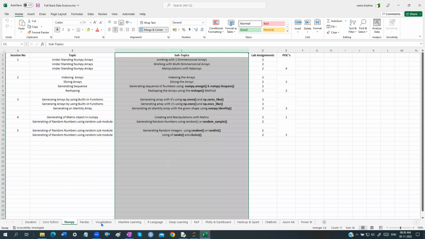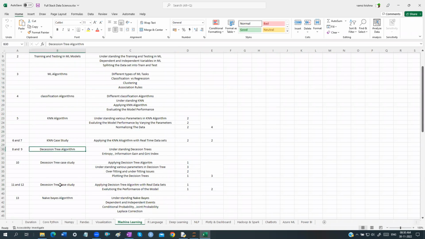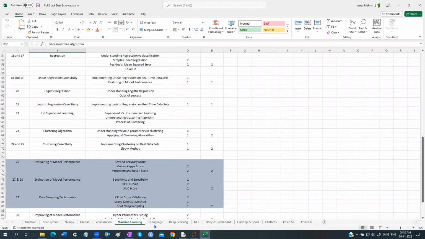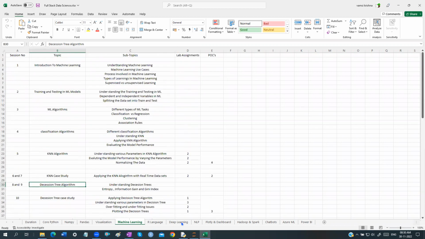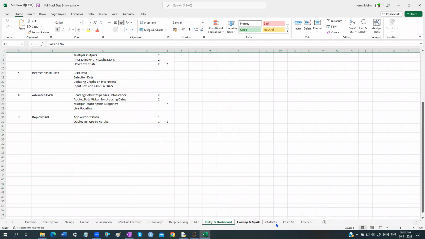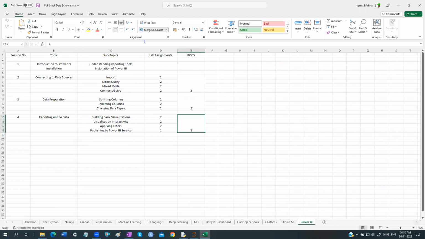So you can see there are day-to-day schedules for NumPy, pandas, visualization, machine learning. In machine learning, we learn the different types of algorithms, such as the decision tree algorithm. It also shows how many examples we do in class, how many lab assignments and how many POCs you have to do. Then the R language, deep learning applications, NLP, Plotly and dashboards, Hadoop and Spark, chatbot development, Azure ML, and at the end Power BI. These are the main topics we will discuss as part of our class.